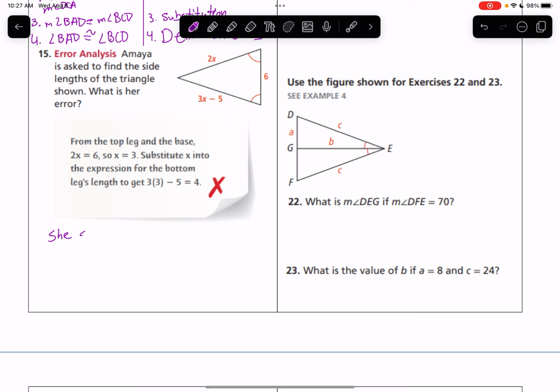She should have said 2x equals 3x minus 5. And that would give her the correct answer. Let me rewrite that. That makes me really sad when things are that messy. 2x equals 3x minus 5. I don't know if that's better.